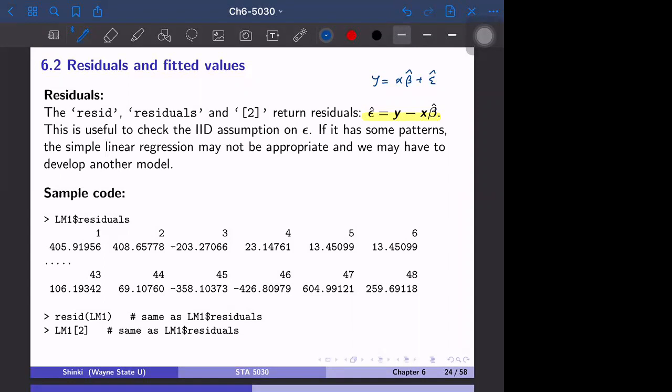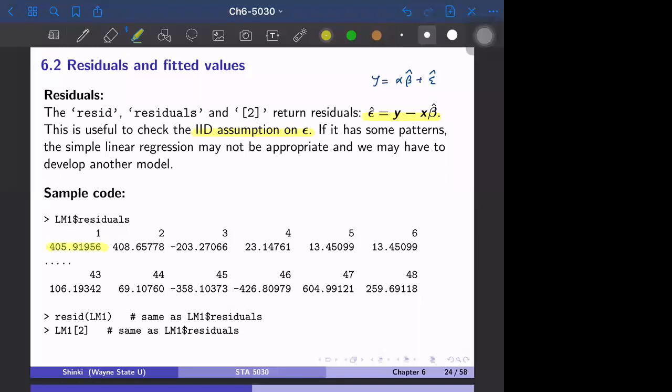And epsilon hat is often used to check the assumption on epsilon. Often the biggest assumption in a linear model is that epsilon follows IID, and sometimes normal, if we would like to do tests for coefficients. If we check the residuals and they have some distinctive pattern and are not really IID normal, then we have to develop another model or modify the model.